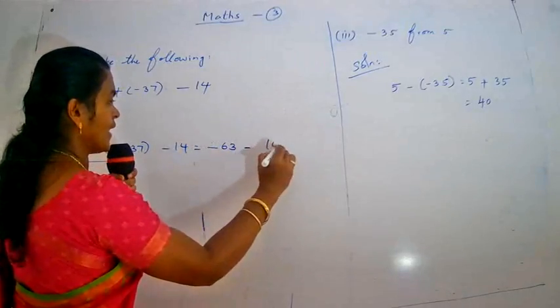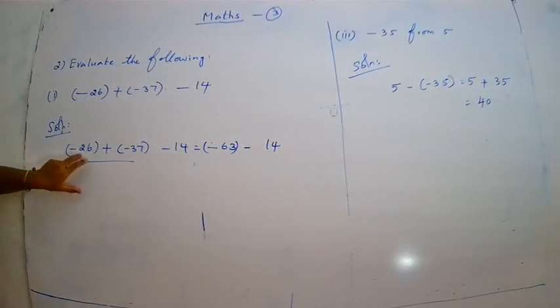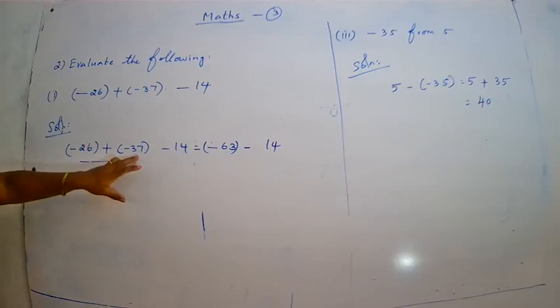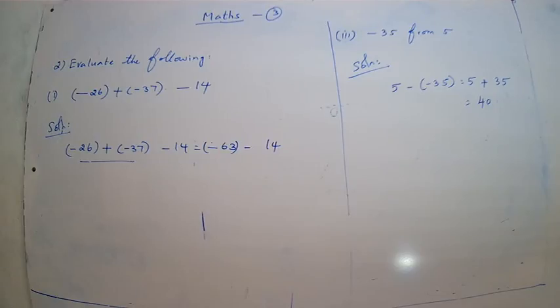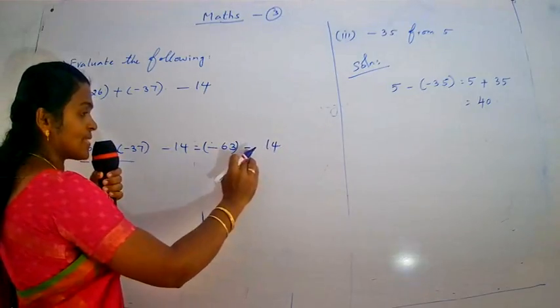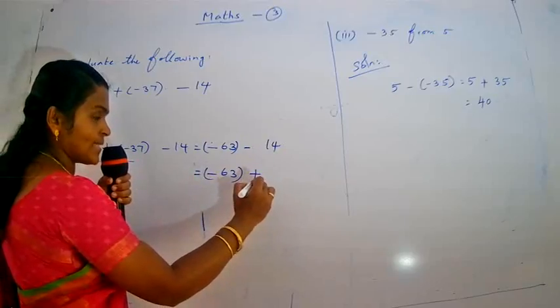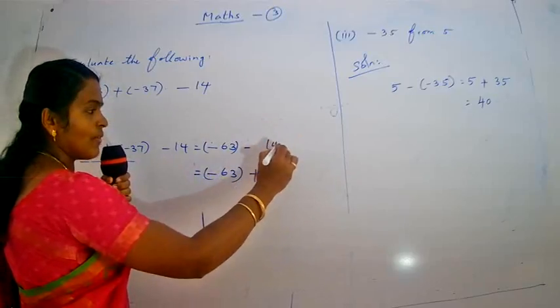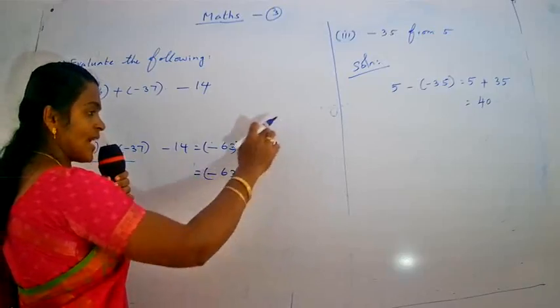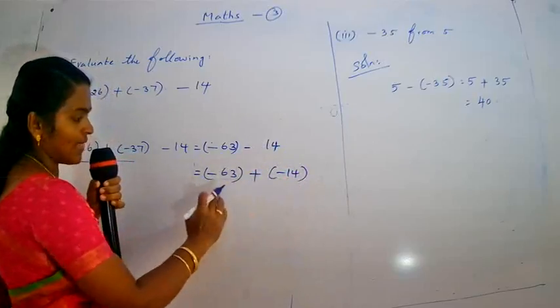Now minus 14. Yes or no? Minus 63 is the value of these both. First we find the value of minus 26 plus minus 37. So what is the answer? Minus 63. Yes or no? Yes. So minus 63 minus 14. Now you see this is the subtraction. So next step: minus into plus. That time you put the additive inverse of 14. What is the additive inverse of 14? Minus 14. Yes or no? Yes.